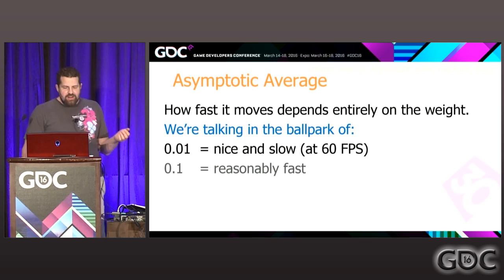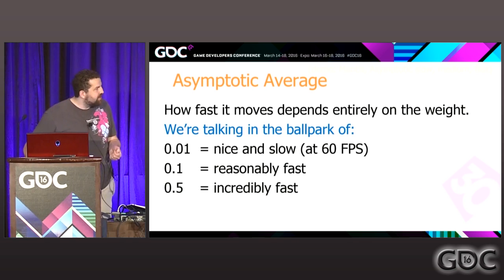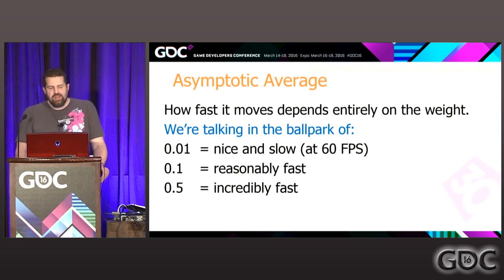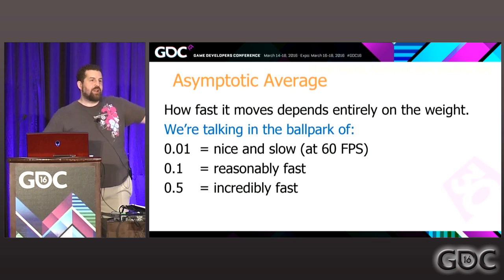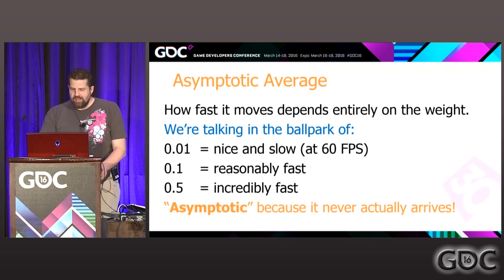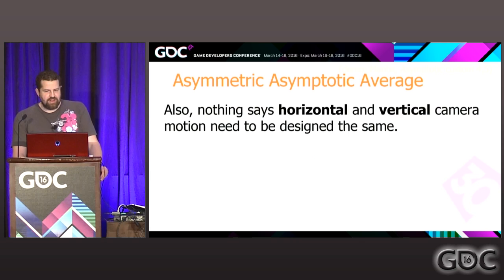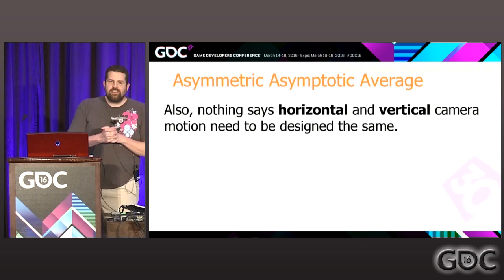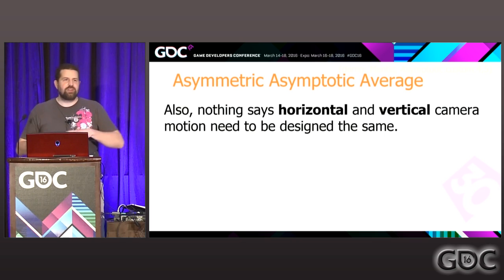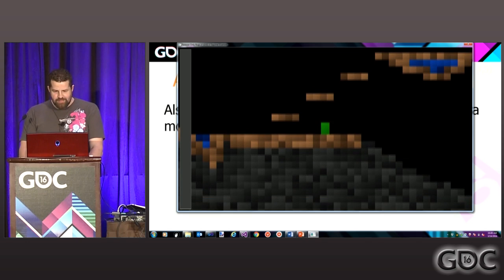So how fast it works depends on the weight. I recommend toying around with these types of weights. For 1% new and 99% old is that really slow one I had. 10% is reasonably fast, and 50% every frame, where each frame I close half the distance, is quite fast. It's called asymptotic because it never quite arrives. But there's nothing that says, much like Kyle was saying, in terms of we want to start with something realistic but then tweak it for feel, that we have to treat horizontal and vertical motion the same.